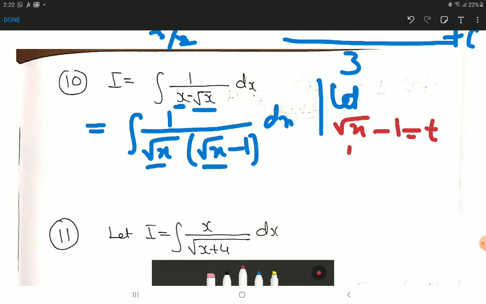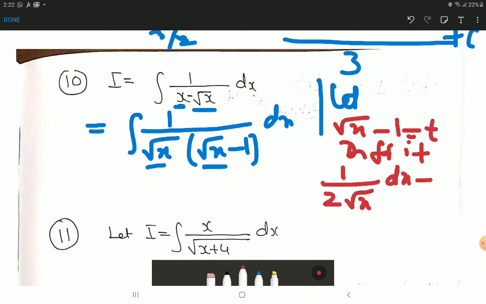So differentiate it. As you know very well, the derivative of root x is 1 by 2 root x dx. That of minus 1 is 0 and that of t is dt. Now transfer this 2 to the right hand side. So 1 by root x dx is equal to 2 dt.